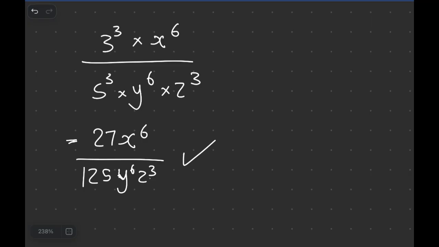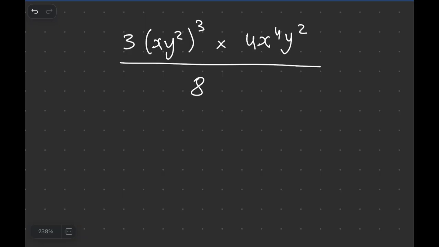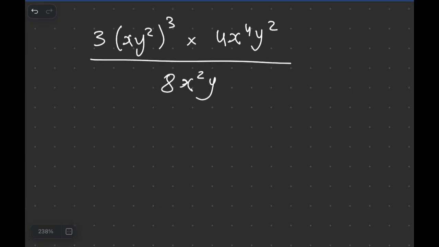Now, let's try this question, which combines all the laws we have covered in this video so far. So 3 times xy squared cubed times 4 times x to the 4 y squared over 8x squared y. Now, let's break this question down. The 3 here, you may think that it's 3 cubed, but no. The 3 is not inside the bracket, so you will not be doing 3 cubed.